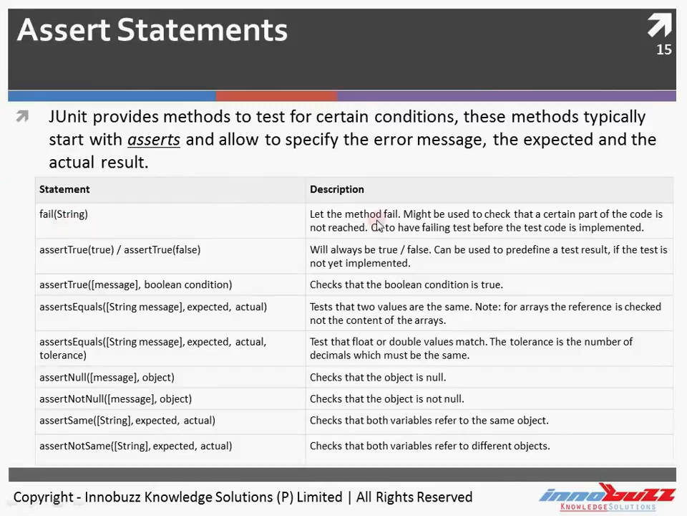fail(String) means that the method will fail. Whenever you check that a certain part of the code is not reached, then the method is failed, or you can have a failing test method before the test code is implemented. That is when we use fail.